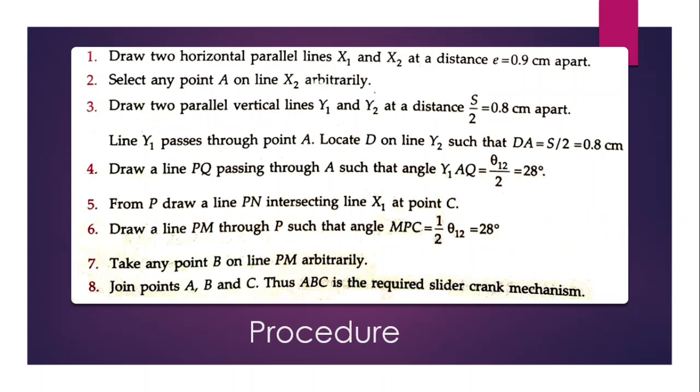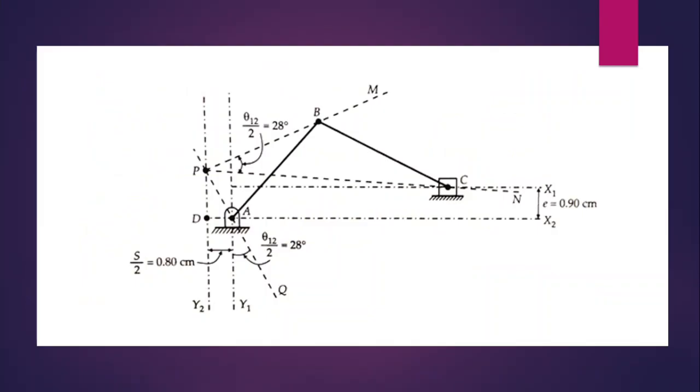And this is the procedure. First, we have to draw two horizontal parallel lines x1 and x2 at a distance E centimeter apart. E means eccentricity. Here, this is the detailed procedure. We can look into the figure. This is the final figure. Then we can discuss how we can draw this slider crank mechanism.